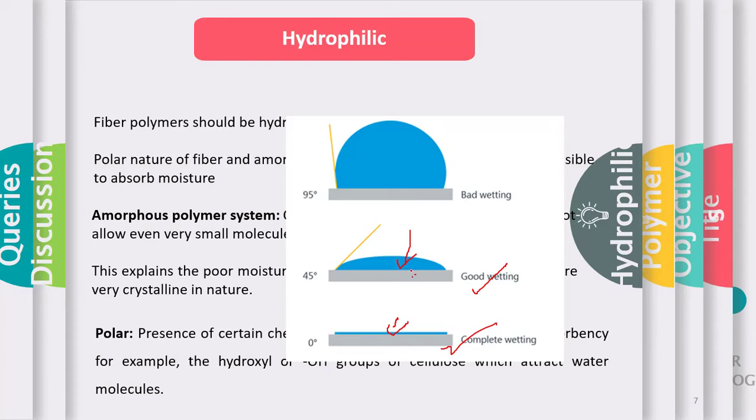Okay. Now, when it comes to the third polymer system, here you can see the water droplet. Even after putting the water droplet onto the polymer system, you can see the droplet is not absorbed by the polymer.